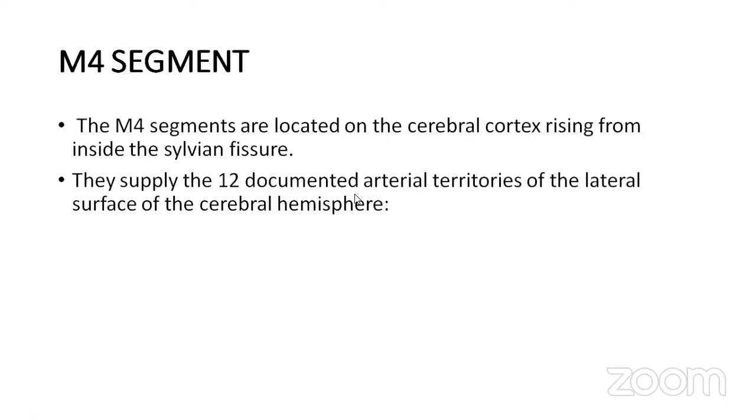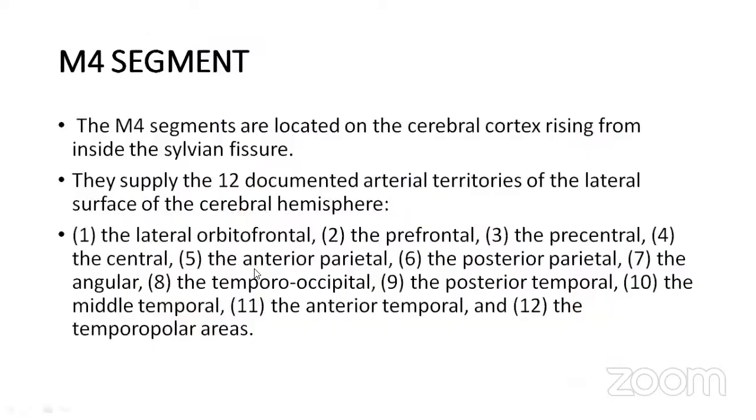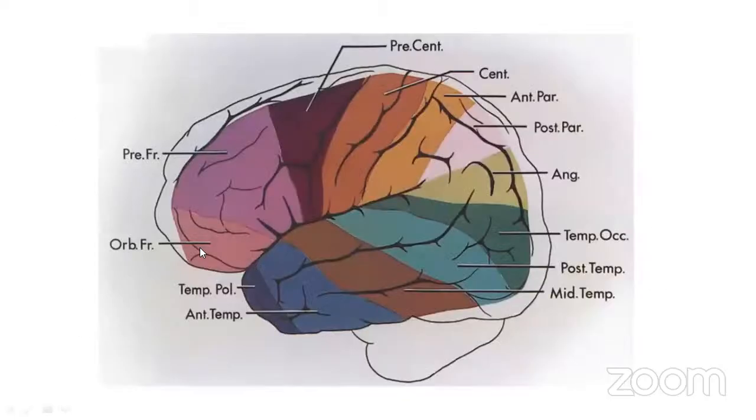They supply the 12 documented arterial territories of the lateral surface of the cerebral hemisphere, which are named and diagrammatically represented as, for instance, if we start from the front, the orbitofrontal, prefrontal, precentral, central, anterior parietal, posterior parietal, angular, temporo-occipital, posterior temporal, middle temporal, anterior temporal, and temporopolar. So these are the 12 documented main branches of the M4, that is the cortical segment of the MCA.